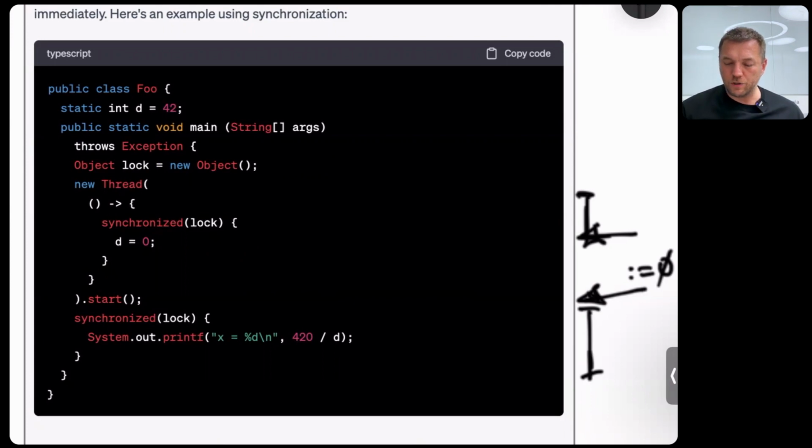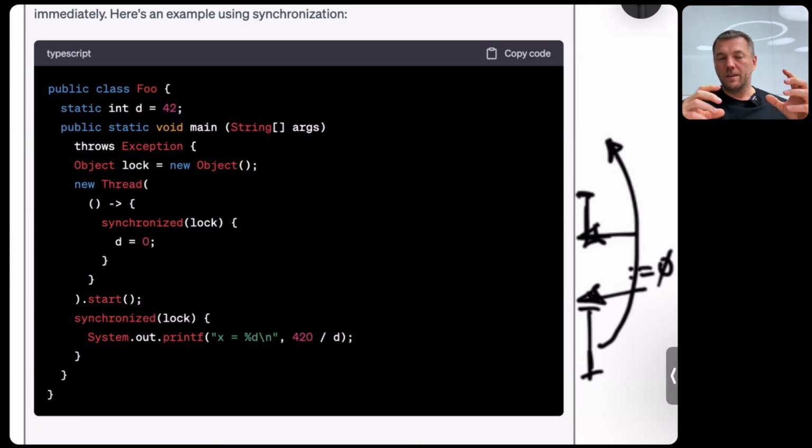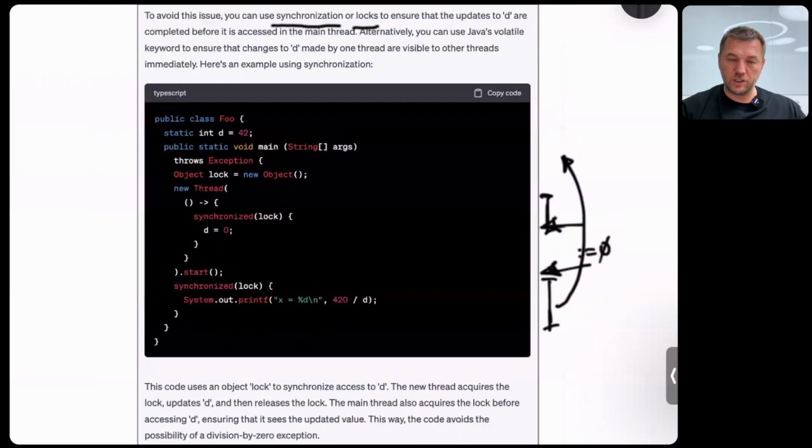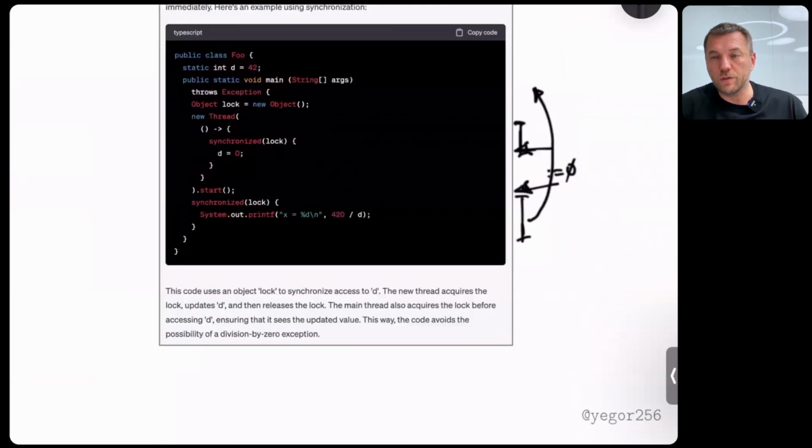So maybe the best solution is to move this code before the thread. So don't start the thread before the printf operator. First you do the printf and then you start the thread. But if you want to do the thread first, then in this case you probably need to... I don't even know what's the right solution. Anyway, ChatGPT is wrong in this case. It suggested something which is not going to help anyhow.